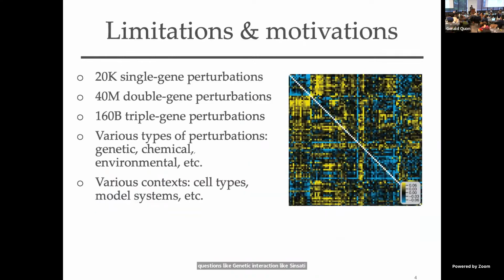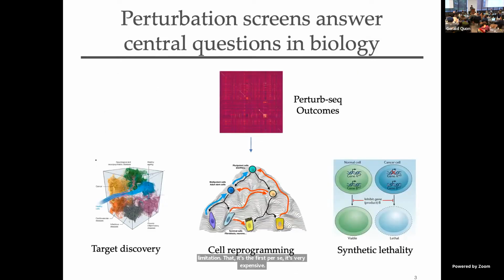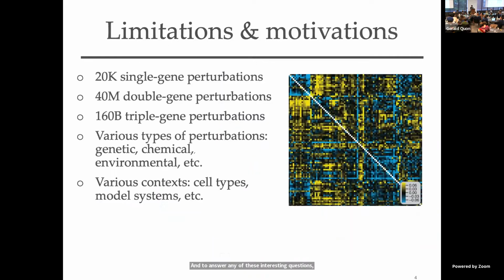But with this great power also comes great limitation. That is, Perturb-seq is very expensive. And to answer many of these interesting questions, we require a large set of perturbations. For example, if you want to cover the entire perturbation space, it's massive. A single gene perturbation is 20K, and if we do double genes, it becomes 40 million, and so on.